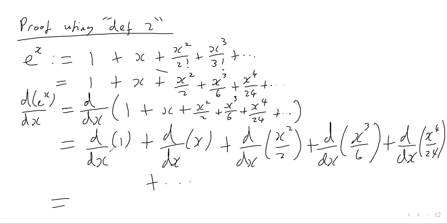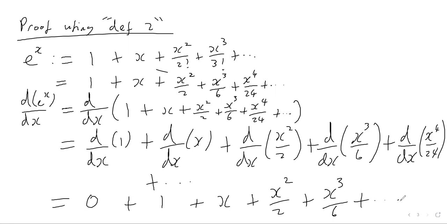So the derivative of just the number 1 with respect to x is 0. Derivative of x with respect to x is 1. Derivative of x squared over 2 with respect to x, that's going to be just an x. Derivative of x cubed over 6 with respect to x, that's going to be x squared over 2. Derivative of x to the power of 4 over 24, that's going to give us an x cubed over 6, and so on and so on.